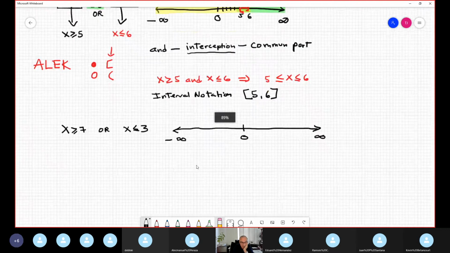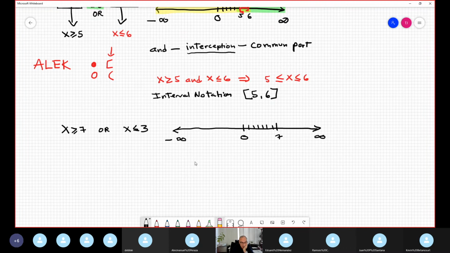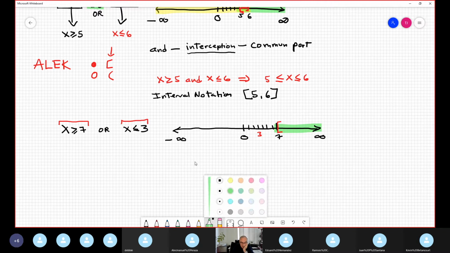Now let's do the first case, 7. 7 is here: 1, 2, 3, 4, 5, 6, and 7. And it's greater than, and greater than is to the right. Of course, it includes 7, so I use a bracket here. This is the representation of that part. Now let's do the second part. It's 3. 3 is here. But in this case, less than, and less than is to the left. This continues forever, infinity, and includes 3, bracket here. With and, between the green and yellow, we have no common element.